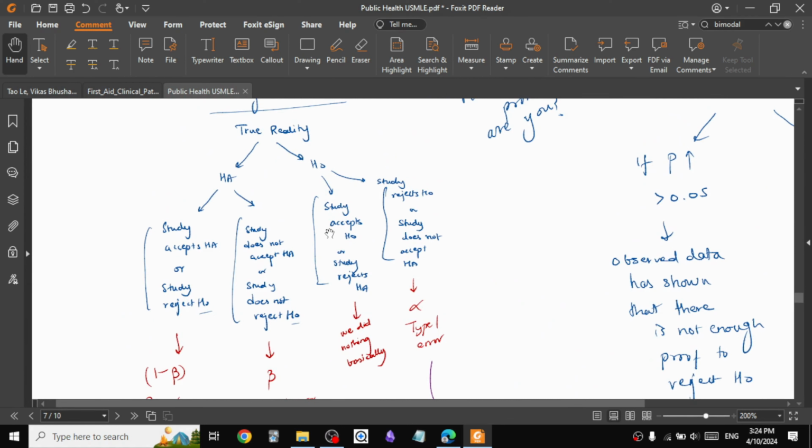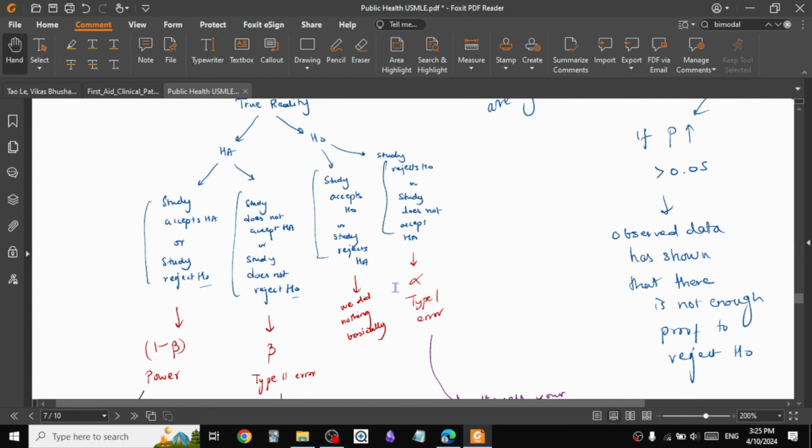So if H naught is true, if the null hypothesis is true, and I've just accepted that, imagine I came up with a study that says there is an association between high cholesterol and atherosclerosis. Okay, that's my study, but very simple. And my null hypothesis is that there is no association. After my study, I found there is no association. Okay, what have I done? I've done nothing. I've just proven to myself that nothing happens. So we did nothing basically.